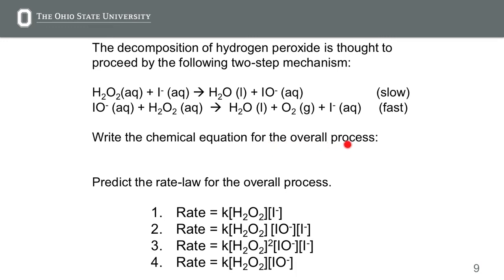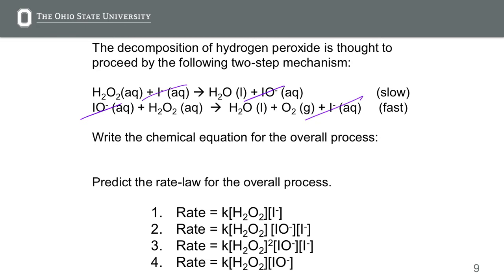The first thing we want to do is write the chemical equation for the overall process. So we're going to cancel out any species that show up on the product side of one reaction and the reactant side of another. In this case, we can cancel out IO minus. You'll also notice that we can cancel out I minus. We're going to talk about that one because this is special. I minus shows up first as a reactant in the first step and then shows up as a product in the second step. So let's write the overall process and then we'll talk about I minus.